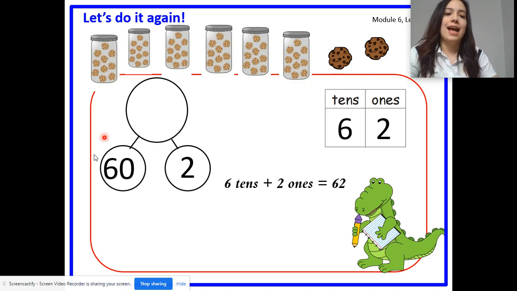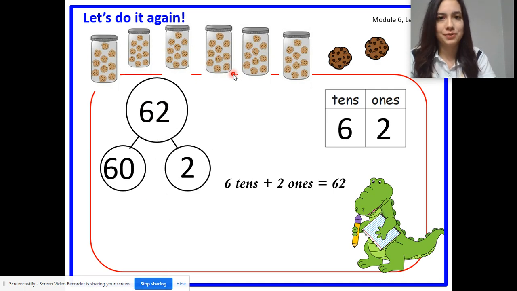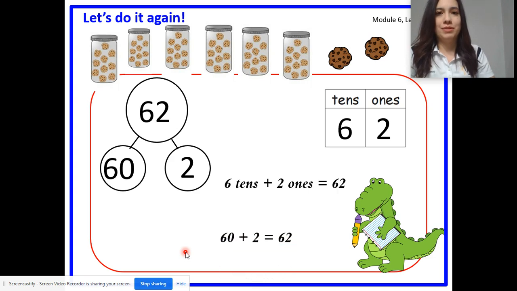Now, 60 and 2 make what number? Get ready? Yes, 62. Now we're going to say the number sentence the regular way, meaning we're going to use these numbers to say an addition sentence. Let's start with 60. Get ready? 60 plus 2 equals 62. Now write it, just like Ms. Gomez. Go.